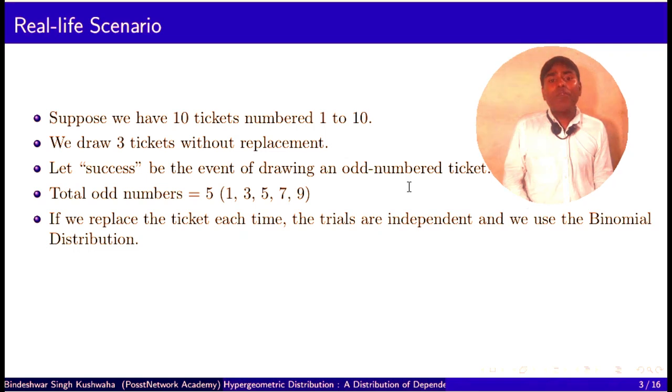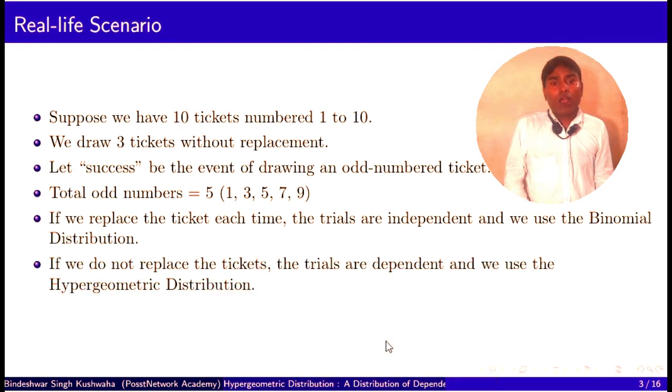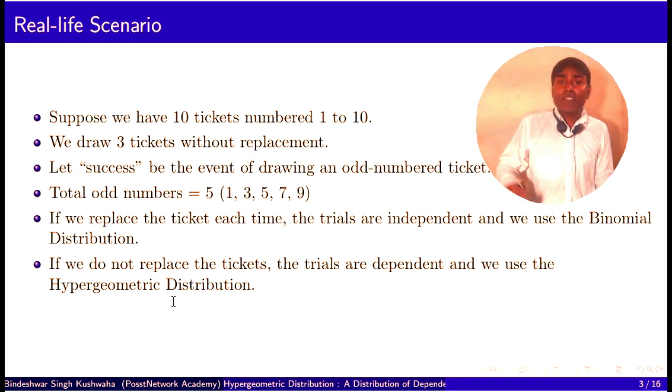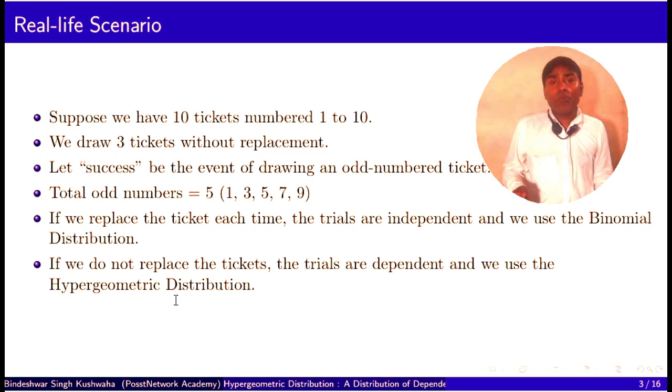If we replace the ticket each time, the trials are independent. That is what we do in Bernoulli distribution and binomial distribution, and we use the binomial distribution here. And if you do not replace the tickets, the trials are dependent and we use the hypergeometric distribution. Remember, if we do not replace the tickets, that means events are dependent, and in this case we will use hypergeometric distribution.